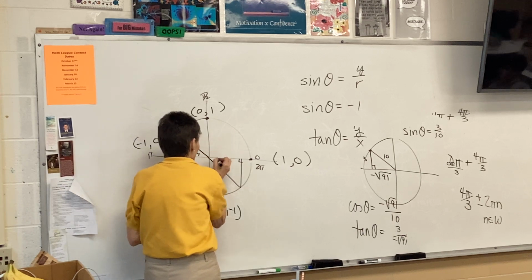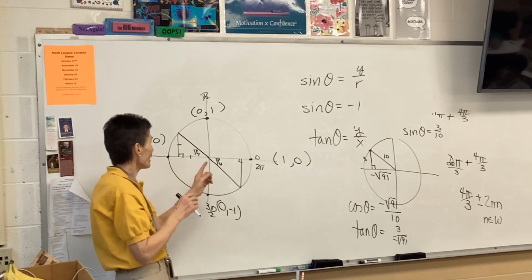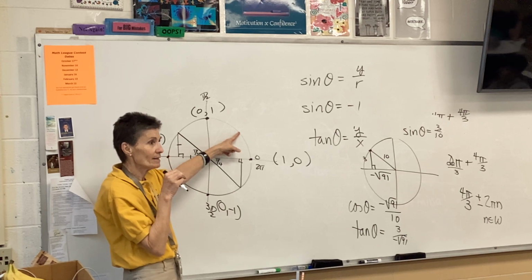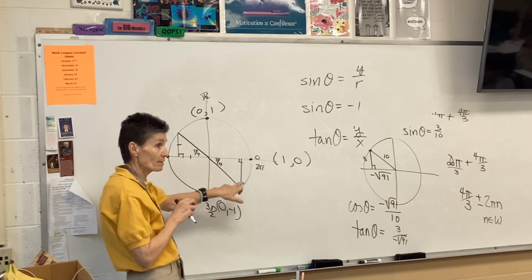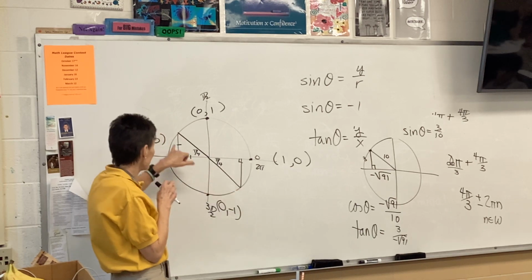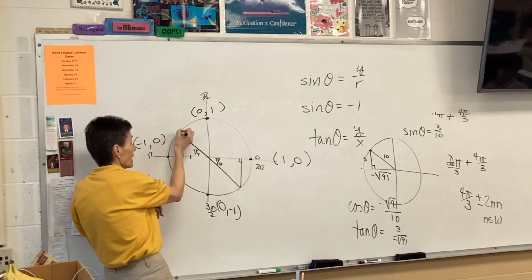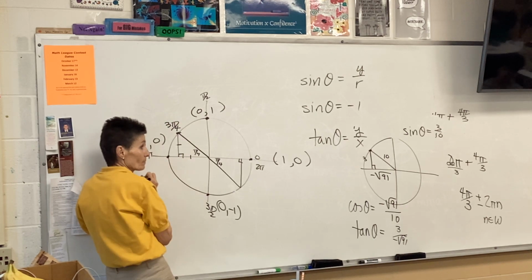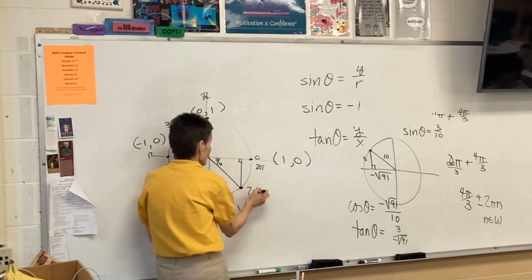Now, be careful. I can't say pi over 4 because pi over 4 is in quadrant 1. I need the pi over 4 angles in quadrants 2 and 4 to get the negative. So what is this angle right here? What's the pi over 4 angle in quadrant 2? 3 pi over 4? And what's the one down here? 7 pi over 4.